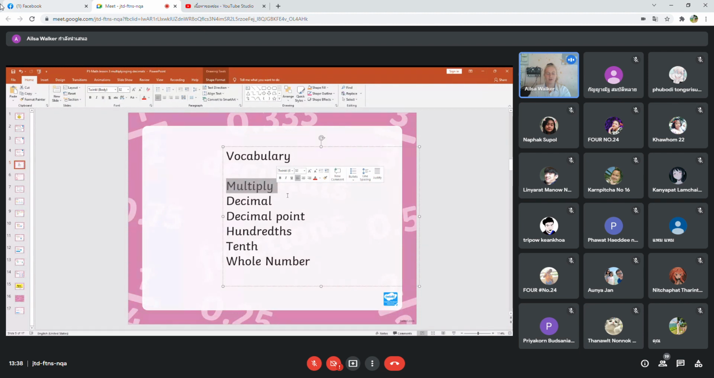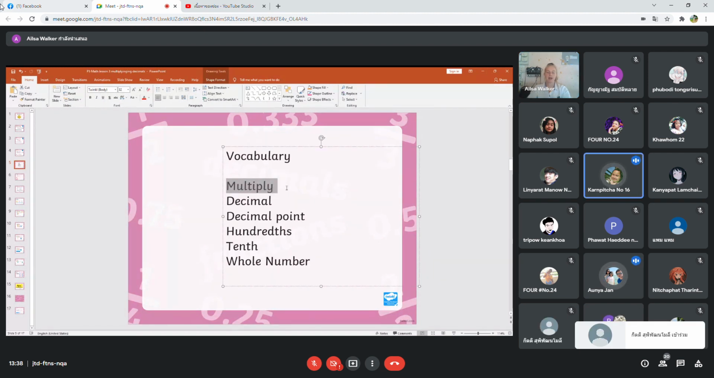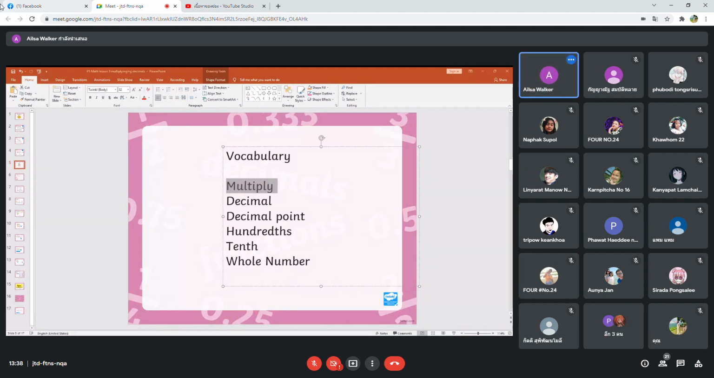Okay, today, our vocabulary. Let's see. First word. Multiply. Good. Next word, we should know. What does it say? Decimal. Good. Next. Decimal point. Good. It shows us where the decimal starts.